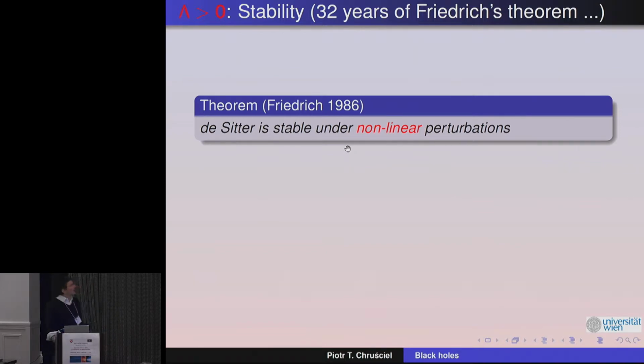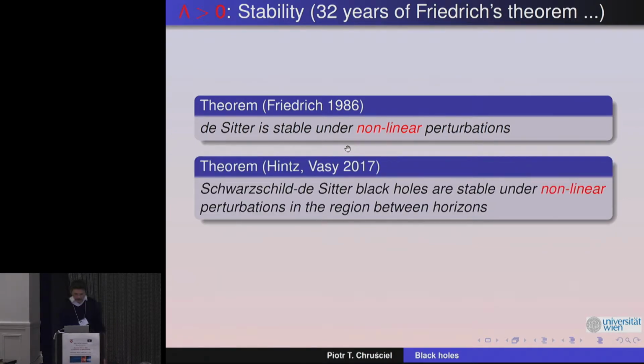So I just have two things to say about lambda positive, which presumably is the right value for our universe. 32 years ago, we had the Friedrich stability theorem that de Sitter is stable under nonlinear perturbations. The best result so far concerning black holes here is the theorem by Hintz and Vasy that Schwarzschild-de Sitter is stable under nonlinear perturbations. And there is a proviso here. It's stable in the region between horizons.